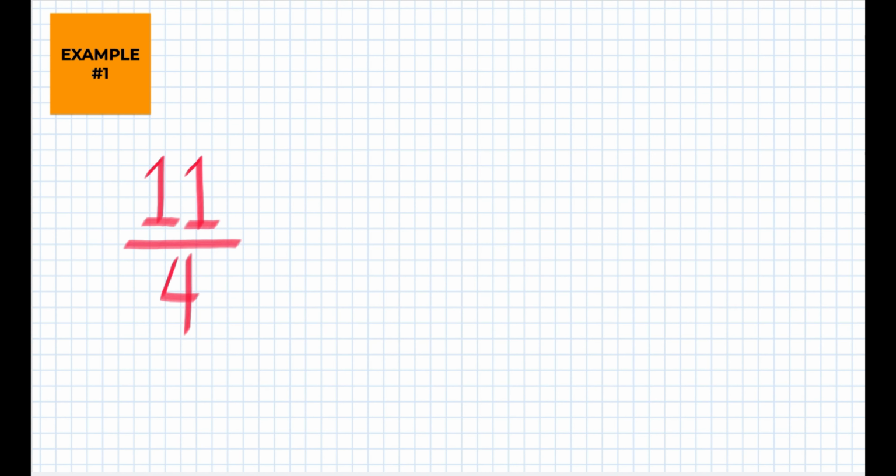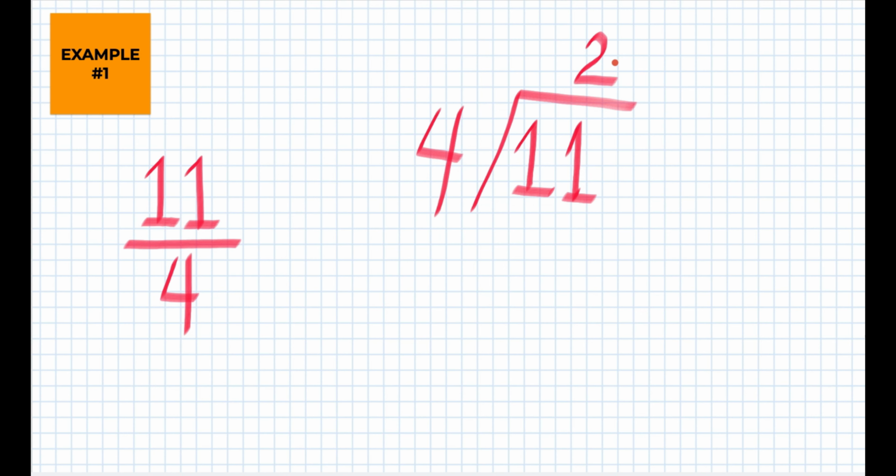Let's have our first example, 11/4. This is an improper fraction because 11, which is the number above, is greater than the number below, which is 4. Since we need to change this into a mixed number, all we need to do is divide the numerator by its denominator. So 11 divided by 4, the answer is 2, correct. Then 2 times 4, the answer is 8. Very good. Now let's subtract: 11 minus 8, that is 3.